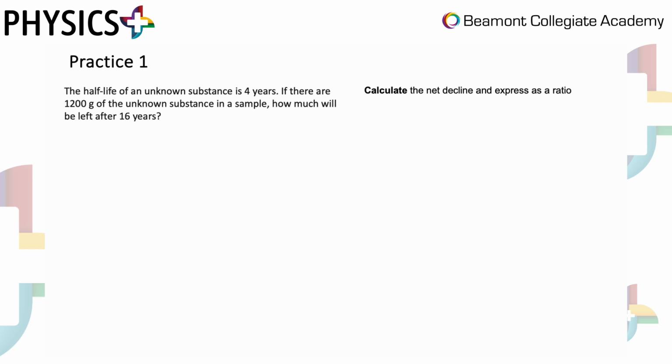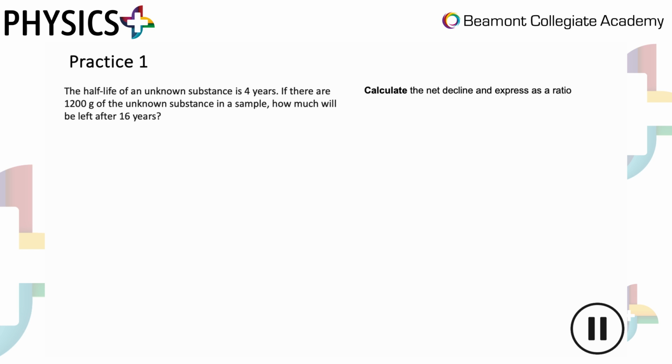Practice 1. The half-life of an unknown substance is 4 years. If there are 1200 grams of an unknown substance in a sample, how much will be left after 16 years? Calculate the net decline and express as a ratio. Pause the video and have a go.